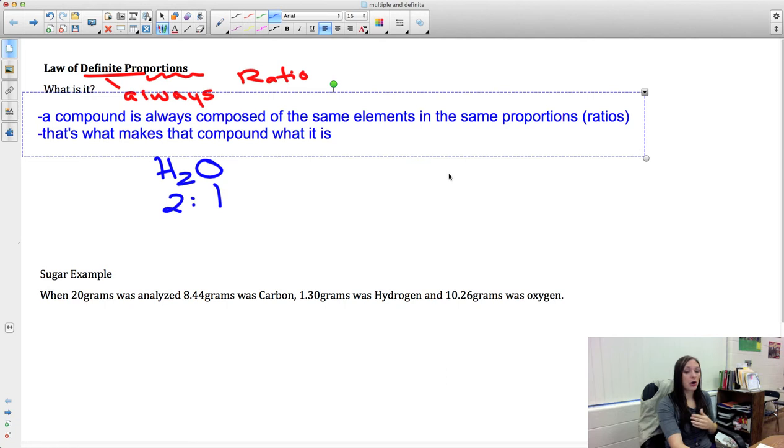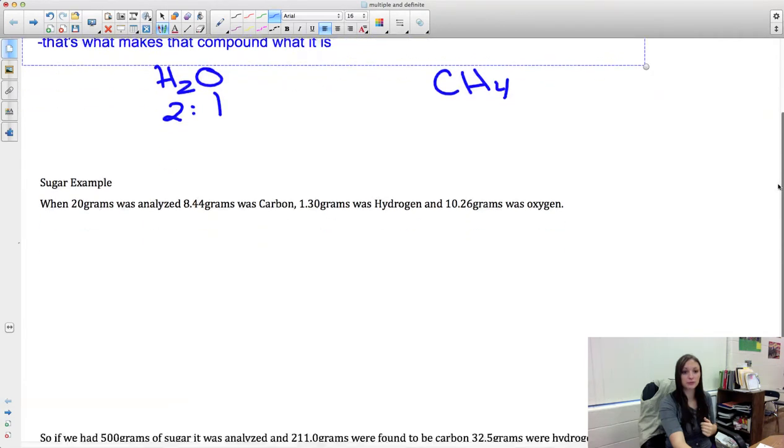It's also like if I have CH4, this is what we call methane. Methane is always CH4. It's 1 carbon and 4 hydrogens. Always a 1 to 4 ratio between carbon and hydrogen. So this particular compound that has these particular properties always has the same proportions of elements. Always. We're going to look at some examples that show this law of definite proportions.